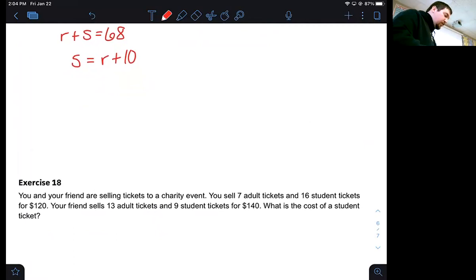Number 18, you and your friend are selling tickets to a charity event. So we're gonna let A be the cost of an adult ticket. We're gonna let S be the cost of a student ticket. You sell 7 adult tickets and 16 student tickets for $120. Your friend sells 13 adult tickets and 9 student tickets for $140. What's one of them, Dylan?